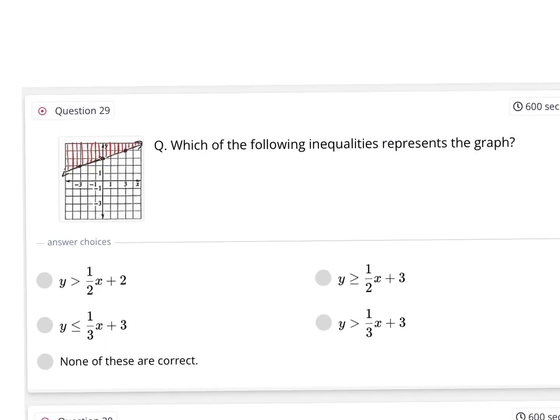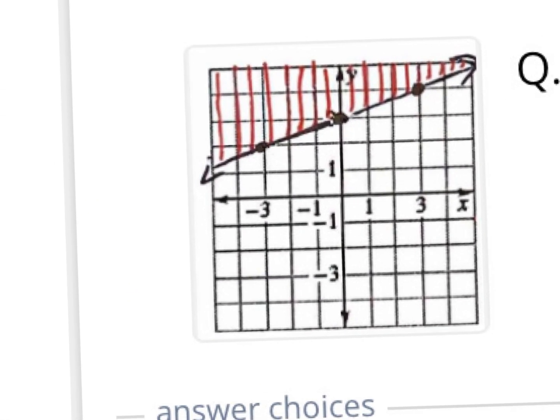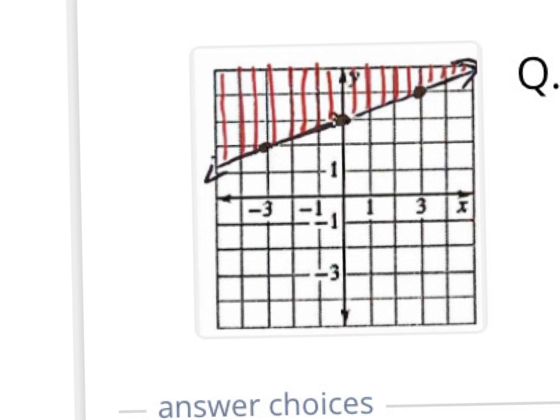Moving on to this question right here. Which of the following inequalities represents the graph? So you got to look at this graph. I know it's kind of blurry. I apologize. You got to first identify what the line would be in terms of y equals mx plus b. So your m from here to here, or from here to here, is up 1 over 3.